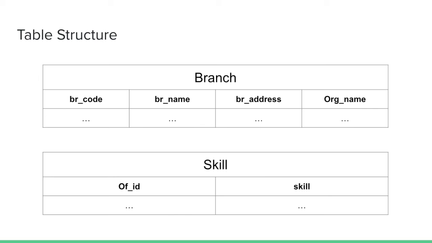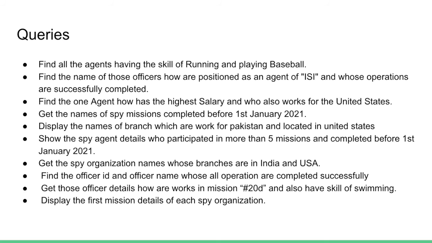And the last one is a skill table, which is very simple, where we have just two fields. One is officer ID and the second one is the skill itself, where the officer ID is a foreign key. So this is all about the tables and the relationships. Now let's look into the queries that I'm going to execute in my project.